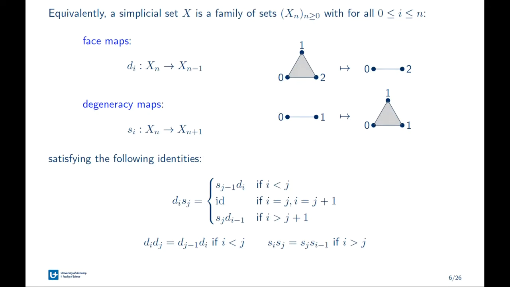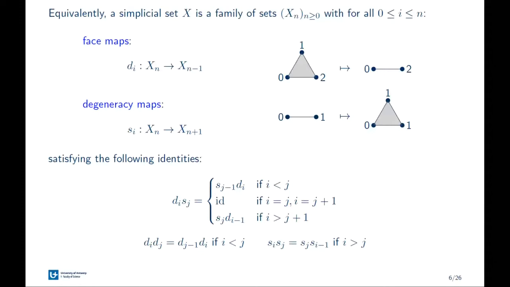Okay, a little bit more about these simplicial sets. An equivalent way of describing them is as follows. A simplicial set is this family of sets X_n, just like before, and it has some extra structure, namely given by the face and degeneracy maps. For every i between 0 and n, I have a face map d_i going down in dimension and a degeneracy map s_i going up in dimension.